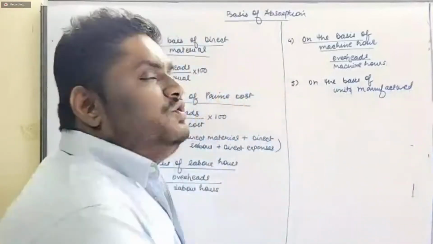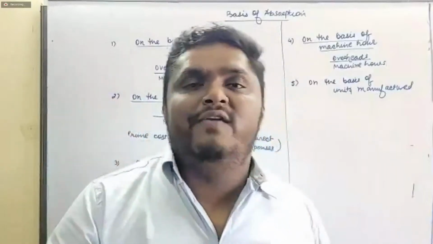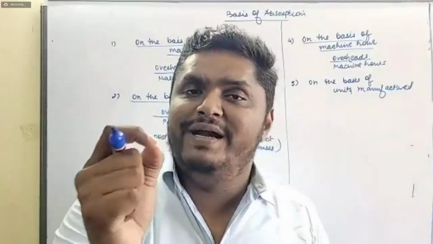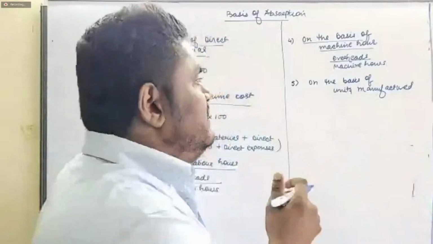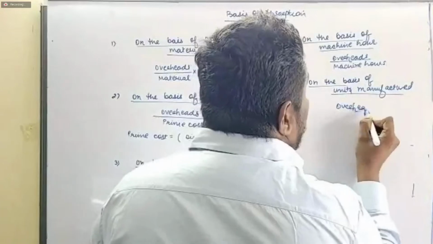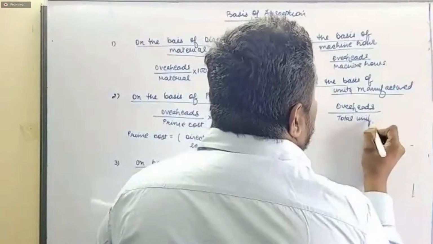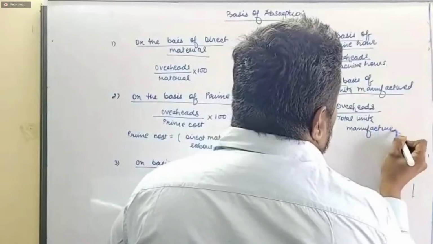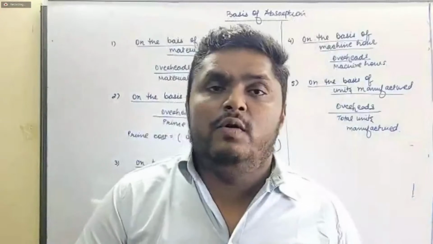So herein this method is advisable to apply only if we are manufacturing only one type of product. I repeat again, if we are manufacturing only one type of product, and if it is given in the question, then we should use this method. So herein the formula will be overheads divided by total units manufactured. So these all are the methods of overhead absorption.